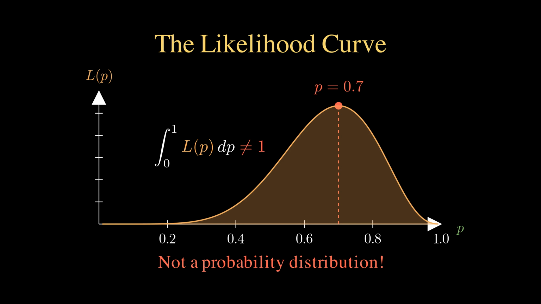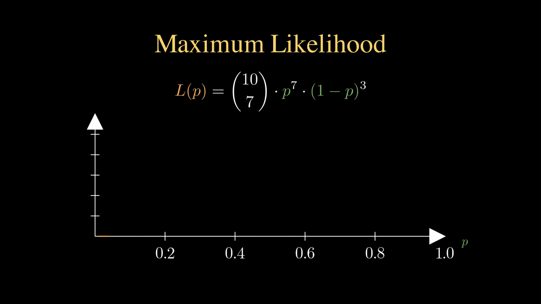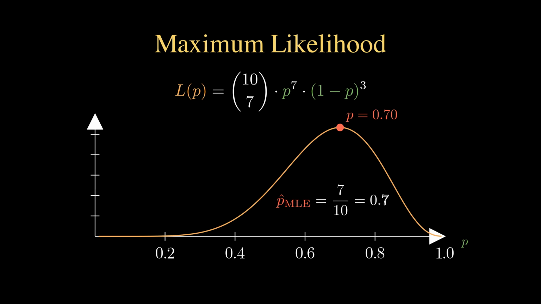So, if the likelihood tells us how plausible each parameter value is, the natural thing to do is pick the one at the top. That's the maximum likelihood estimate. For our coin, L of P equals the binomial coefficient times P to the 7 times 1 minus P to the 3. Now watch as we slide P from left to right, the likelihood rises, peaks at 0.7 and falls back down. The maximum likelihood estimate is P hat equals 7 over 10, which is 0.7.